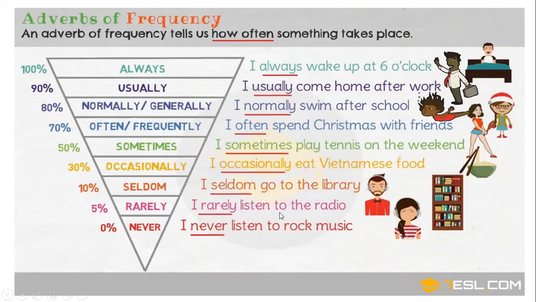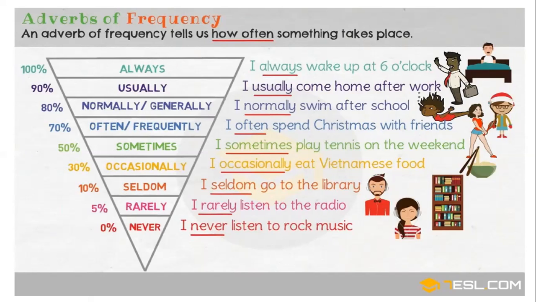I rarely listen to the radio. Remember that when you use the verb listen, you have to use the particle to: listen to the radio, to listen to your boss, to listen to your mom, to listen to me, to listen to your son, to listen to your daughter. Always, always, it's a two-word verb that goes with two words, listen plus to.